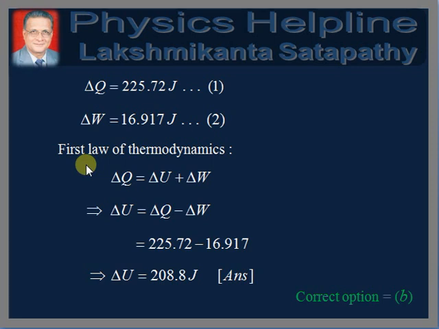Now, the first law of thermodynamics gives delta Q is equal to delta U plus delta W. Therefore, delta U is equal to delta Q minus delta W. We'll put the values of delta Q and delta W from this, which gives delta U is equal to 208.8 joules, which is the answer to question 1. Therefore, the correct option is B.